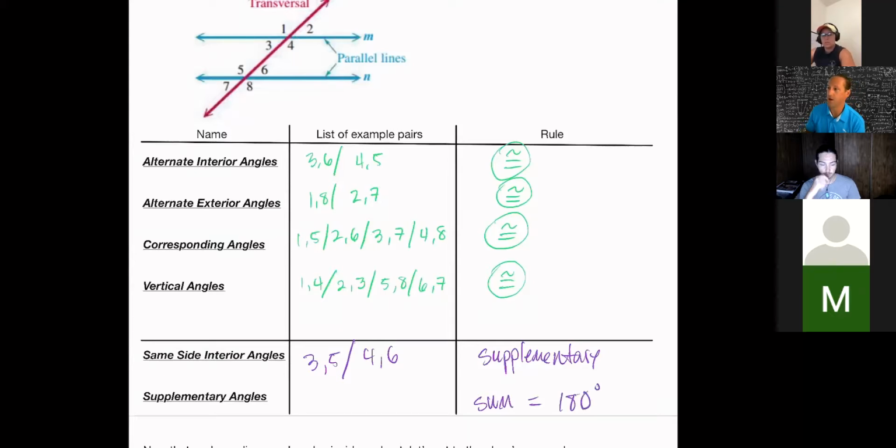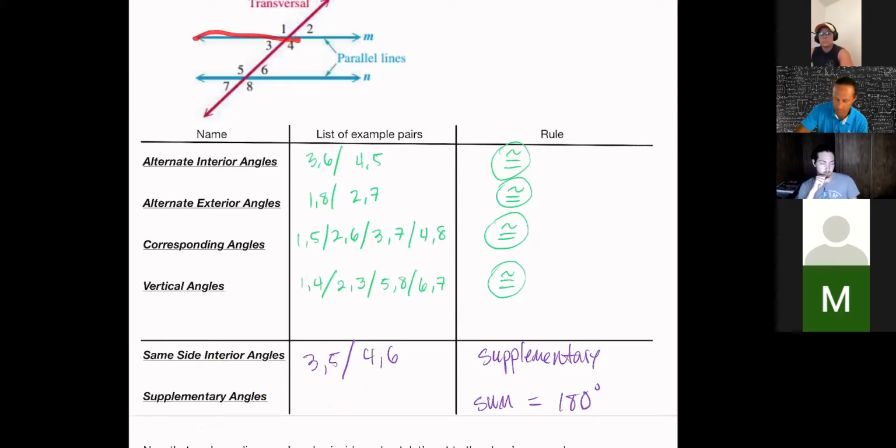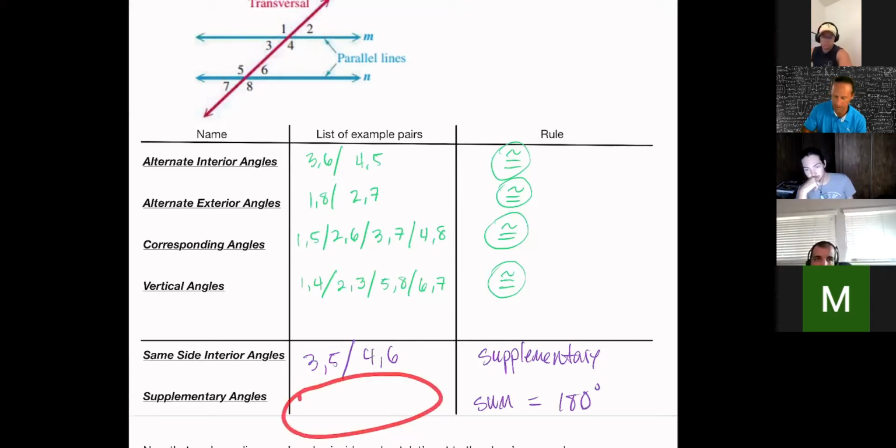We said their sum is 180 degrees. Okay. Now you can give me tons of pairs of supplementary angles, so I'm not really worried about you filling this in. Obvious ones: 1 and 2, 3 and 4, 5 and 6, 7 and 8. But we also could have gone this way: 2 and 4, 6 and 8, 1 and 3, 5 and 7. So if you want to write any of them down, go for it, but not necessary.